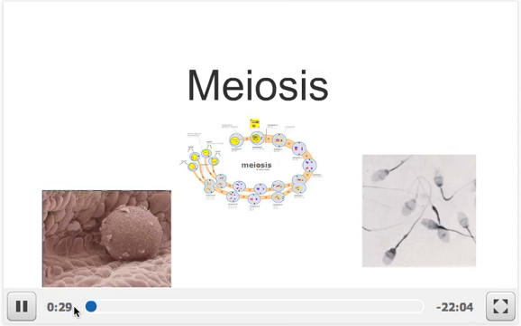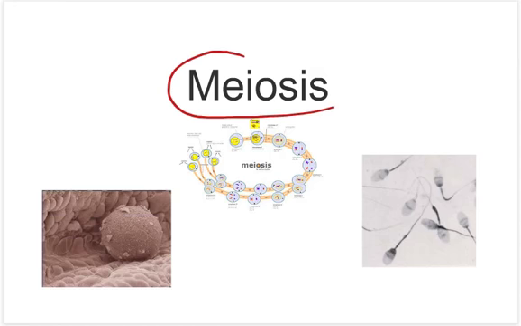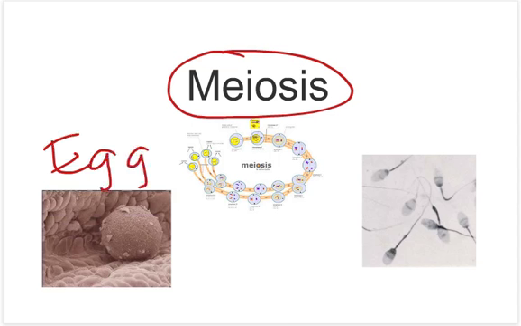Well, there are two cells in your body that have to undergo not mitosis, but meiosis. And those two cells in your body are egg cells, if you're female, and sperm cells, if you're male.